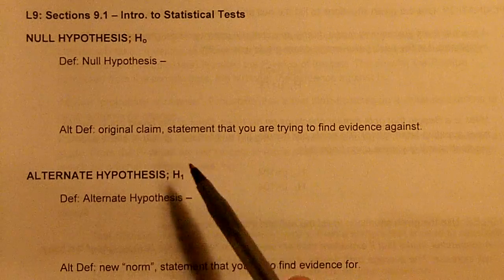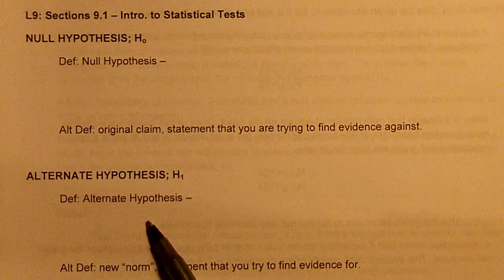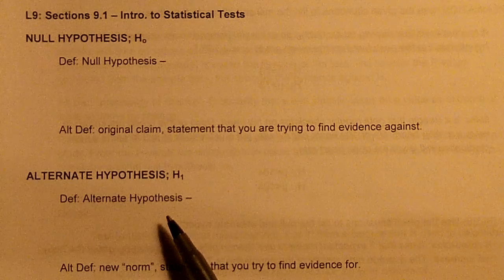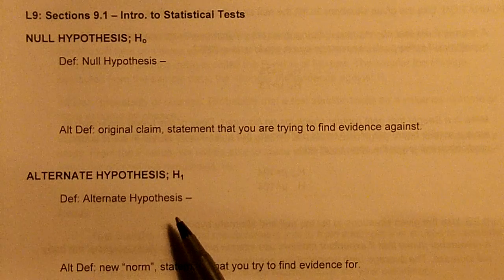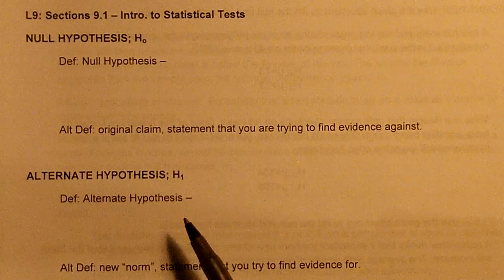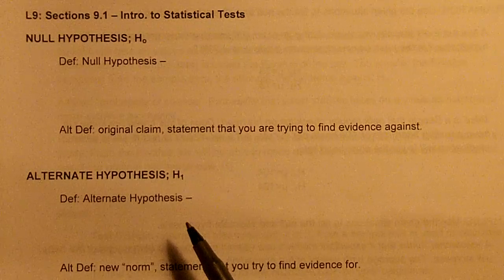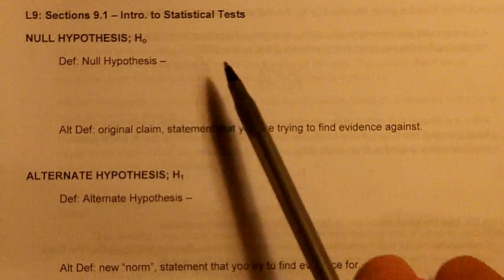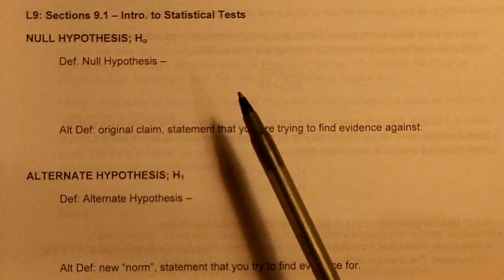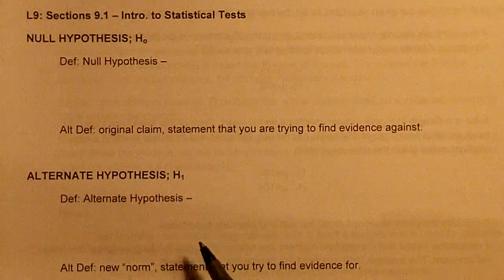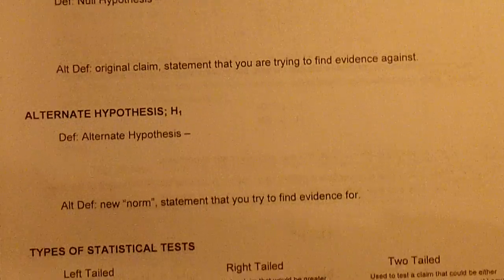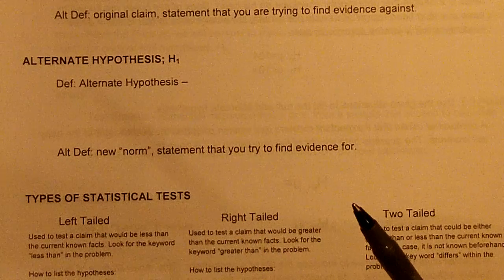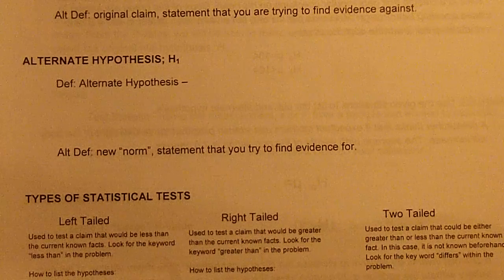So mainly, if you can find evidence against this claim, you can accept the alternate, which the book definition here would be the statement that you would adopt in a situation in which the evidence is so strong you reject the null hypothesis, right? So basically, you have an original claim. If you can find evidence against the original claim, you accept the alternate, and now you would have a new norm that would be considered what the population might be accustomed to now instead of in the past.